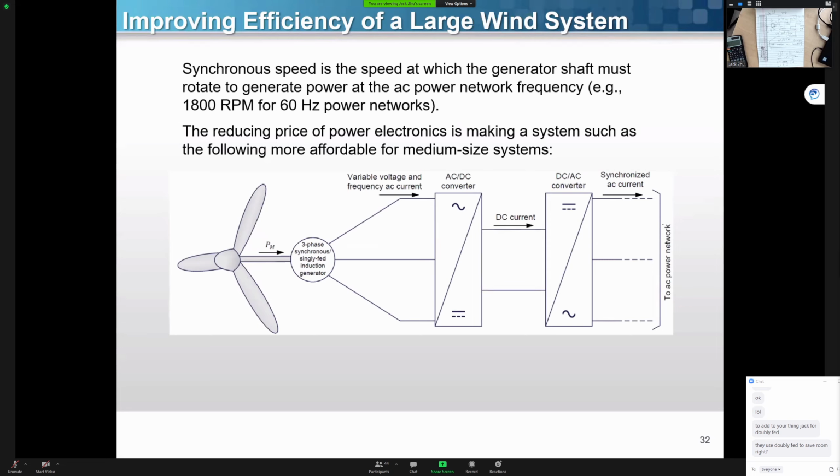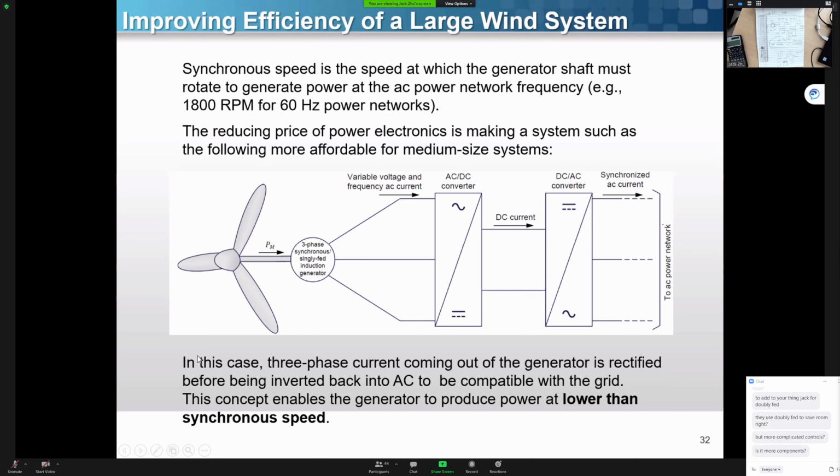So with doubly-fed, you can use a smaller size. You can save on room and save on money for this rectifier and inverter part. But that will come with much more complicated controls. So in this case, the three-phase current comes out of the generator, goes through the rectifier and inverter back to AC, compatible with the grid, enabling the generator to produce power at a lower speed.